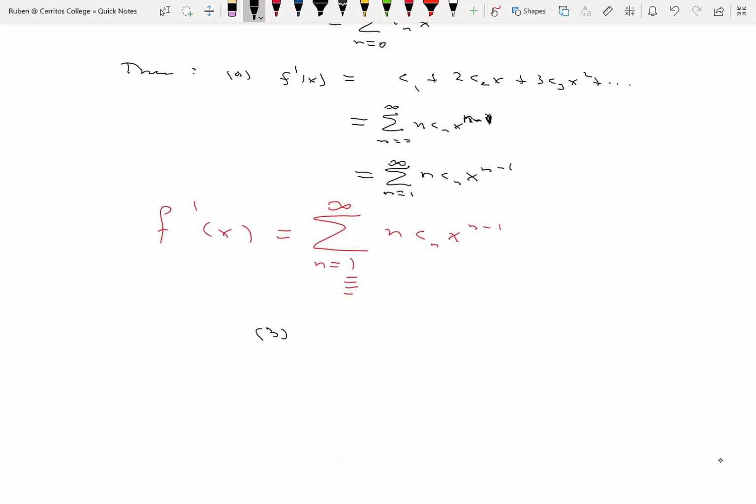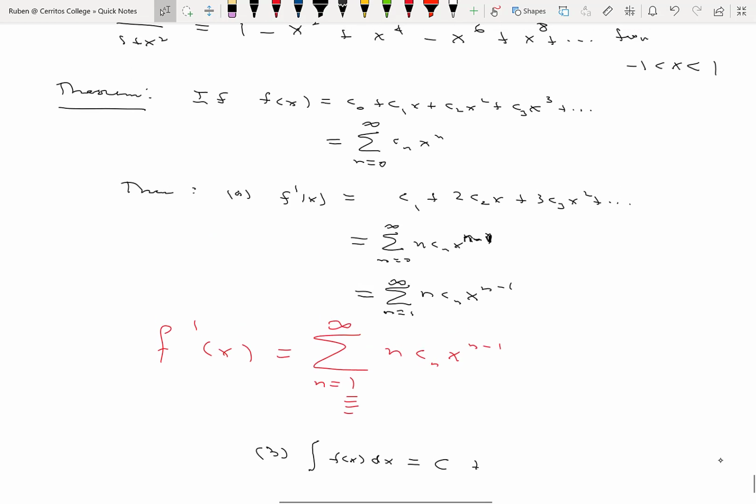Okay. The second conclusion is that we can integrate power series. That the integral of a power series, the integral of this function, is c, some constant of integration, plus the integral term by term of each of the terms in the power series.